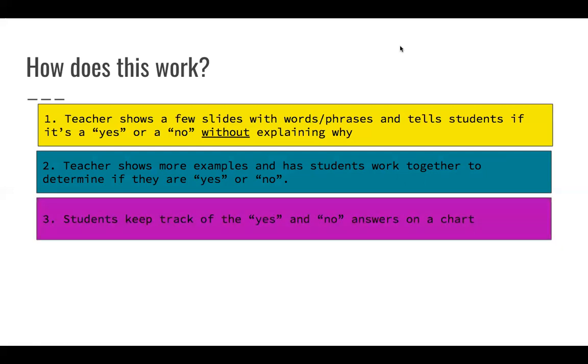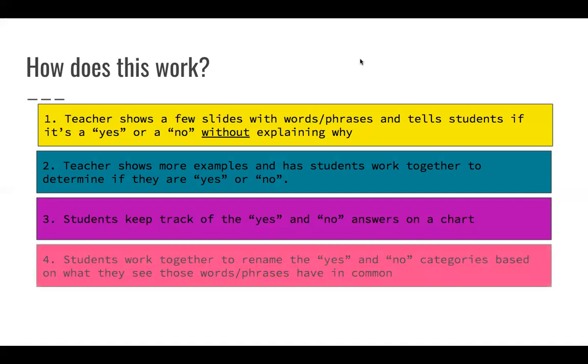The students are going to keep track of those yes and no answers on a chart. That's really important. So they're not just seeing them and doing nothing with it. They're seeing them and doing something with it afterwards. And that something afterwards is they're going to rename them, because yes and no is not really a good sort of category for them.